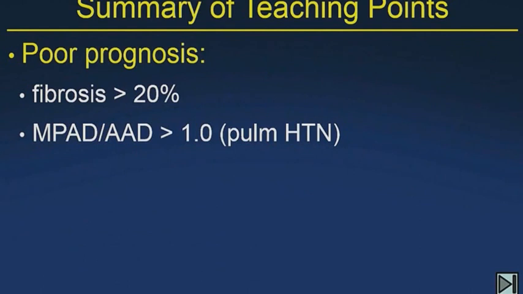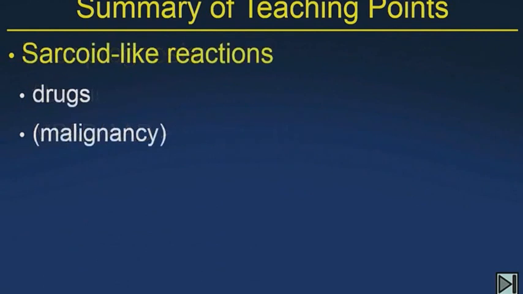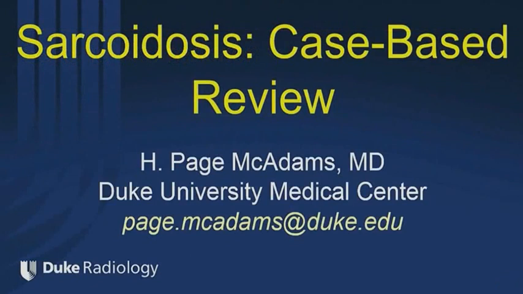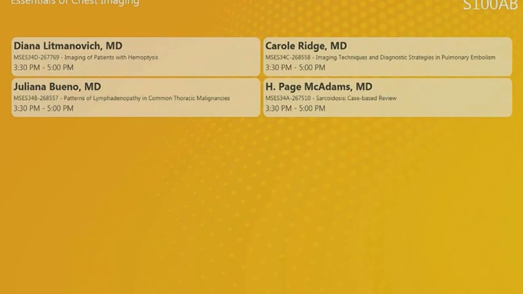Poor prognostic features in patients with fibrotic sarcoid are fibrosis that involves more than 20% of the whole lung, or an elevated main pulmonary artery to ascending aortic diameter ratio that exceeds 1.0, as that is a marker for pulmonary hypertension. And finally, sarcoid-like reactions can be seen in the setting of a variety of drug therapies, typically the alpha and beta interferons, as well as the TNF-alpha agents. And although I didn't have time to talk about it, can also be seen in the setting of a response to known neoplasm. So with that, I thank you very much for your attention.